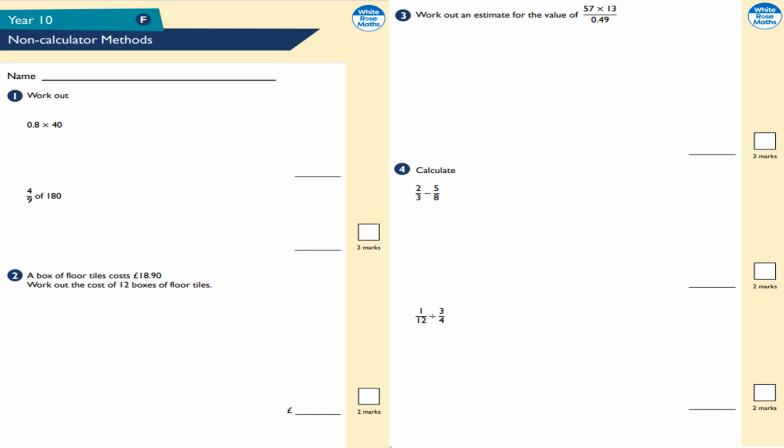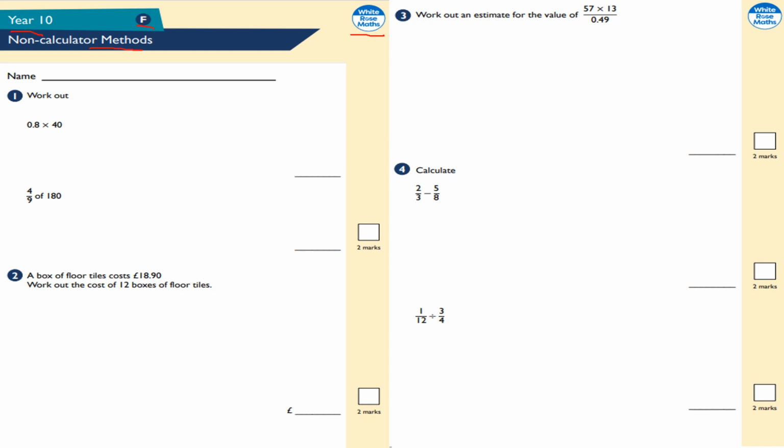Okay, so in this video, we're looking at the Year 10 non-calculator methods foundation tier for the White Rose Maths scheme of work, or scheme of learning. This is aimed at Year 10 students, but it's also appropriate for Year 11 foundation and Year 9 students, as well as Year 8 and Year 7, and even GCSE higher tier. So even GCSE foundation and GCSE higher as well.